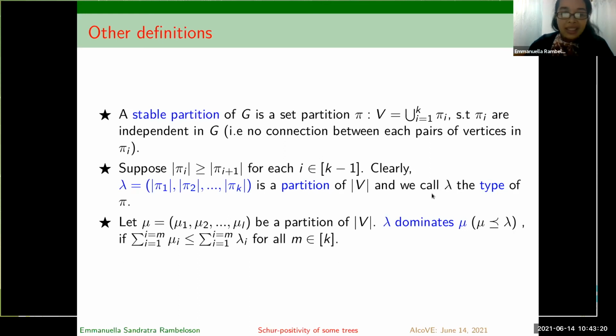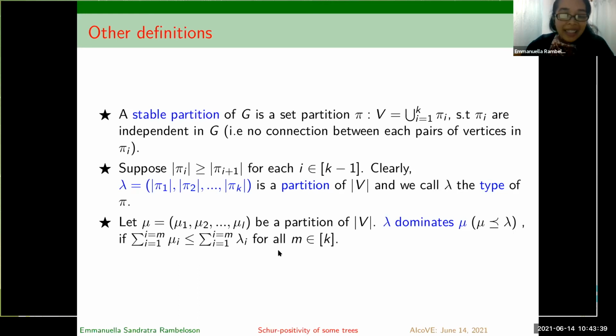And we say that λ is the type of π. And now, if we take this μ here, a partition of the size of V, then we say that λ dominates μ, or we write it like this: λ dominates μ.